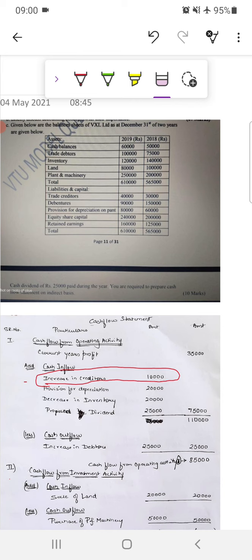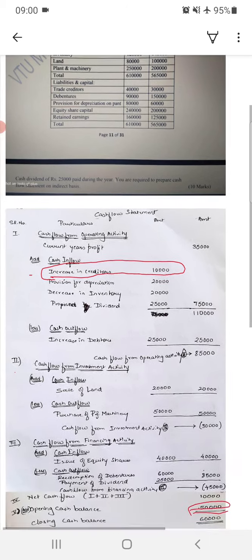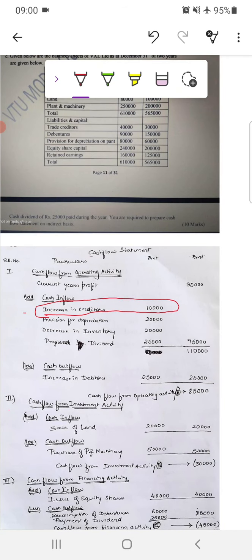Next is debentures. Now debentures are fixed liabilities. So it has to come under fixed liabilities. So fixed liabilities means it is financing activity. So let's go ahead. Let's see the financing activity.